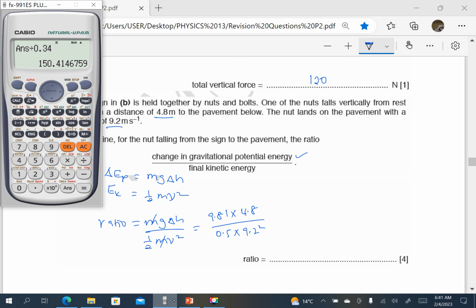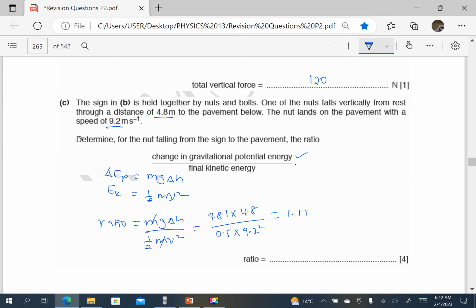So we just substitute this in the calculator. 9.81 times 4.8 divided by 0.5 times 9.2 squared. So the ratio is 1.11, which we shall just quote as 1.1. I think 4 marks is too much for that question.